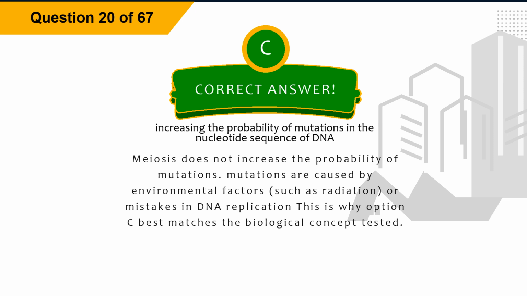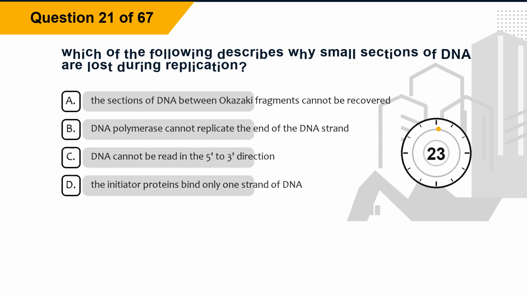Explanation. Meiosis does not increase the probability of mutations. Mutations are caused by environmental factors, such as radiation, or mistakes in DNA replication. This is why option C best matches the biological concept tested. Question 21. Which of the following describes why small sections of DNA are lost during replication?